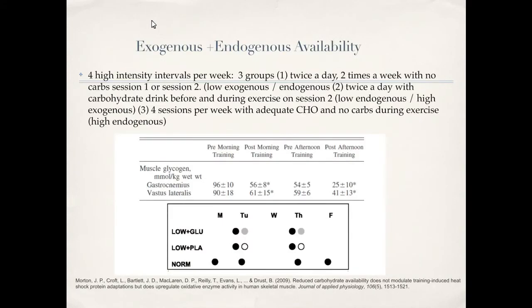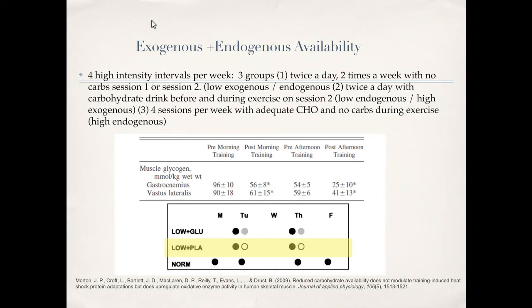Now, one of the questions is, what happens when you have low endogenous but high exogenous? Can you blunt the adaptation then? So basically this study by Morton had 4 high-intensity intervals per week, and they had 3 groups. First group was twice a day. Right here, this is the first group. So basically it's a low endogenous plus placebo. They trained twice a day, 2 times a week with no carbs during session 1 or session 2. So that's called a low exogenous, low endogenous, meaning in the blood and in the muscle, respectively.